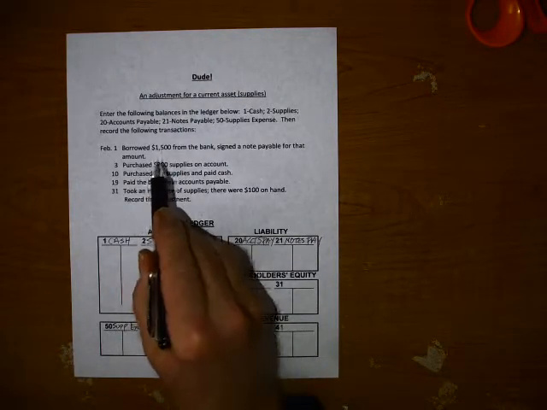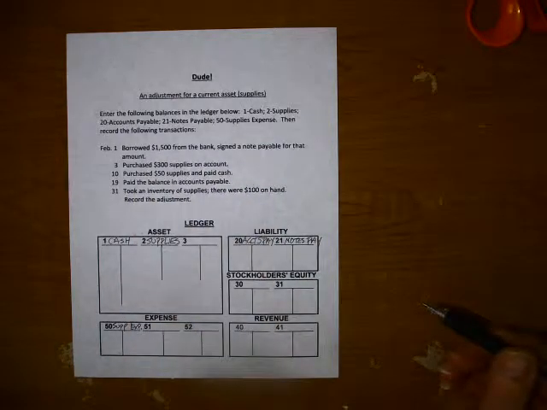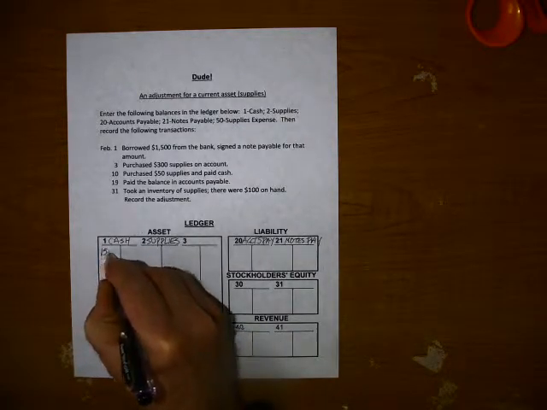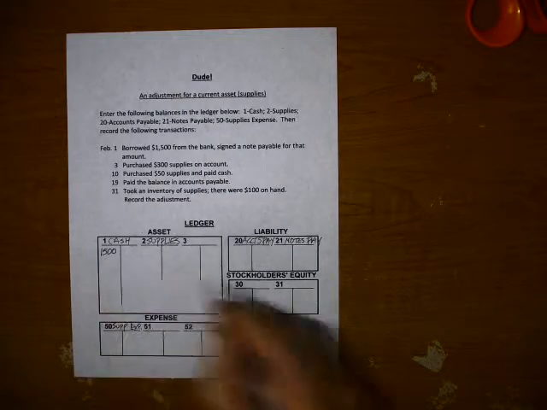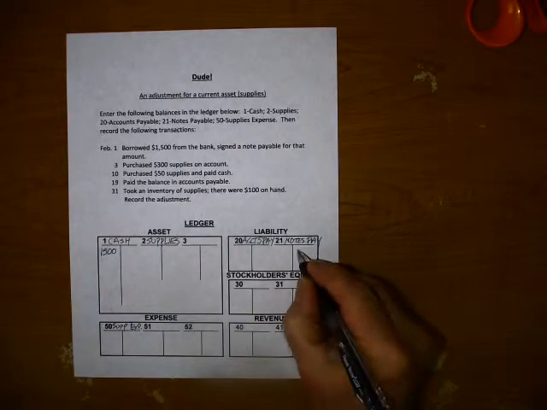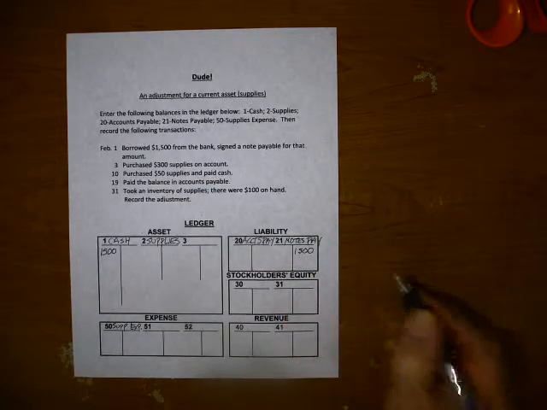We borrowed $1,500 from the bank, signed a note payable for that amount. All right, so we know that we're going to be adding $1,500 to cash as a debit, and we're going to be putting in $1,500 to notes payable as a credit. Left and right is equal.